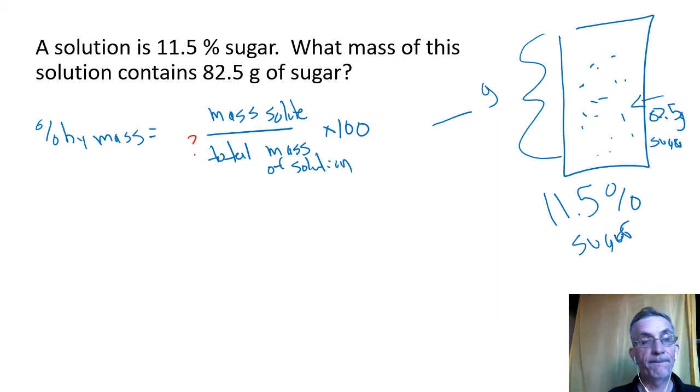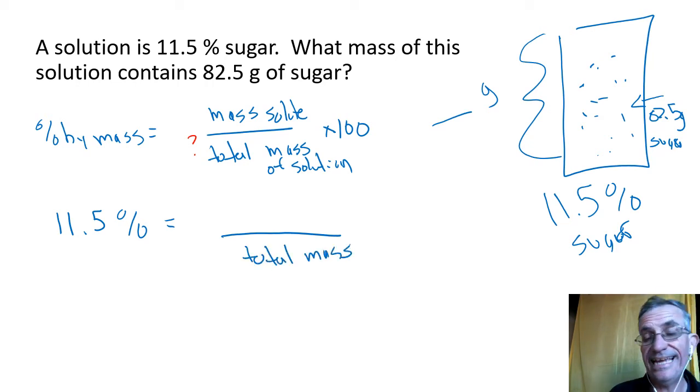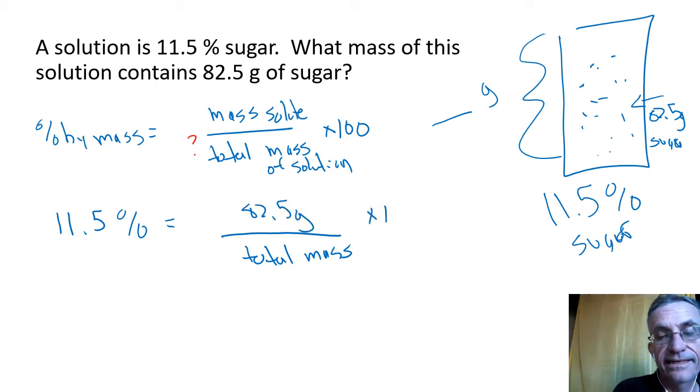All right. A solution is 11.5% sugar. Oh, that's the number on the left. What mass of this solution? Well, that's what I'm looking for. I guess I'll just keep writing total mass. That's what I'm solving for. Contains 82.5 grams of sugar. So the sugar is the solute. The sugar is what we've dissolved in the water. The sugar is the thing we have less of, apparently. That's going to be 82.5 grams. And then you times it by 100. That's because it's a percent.